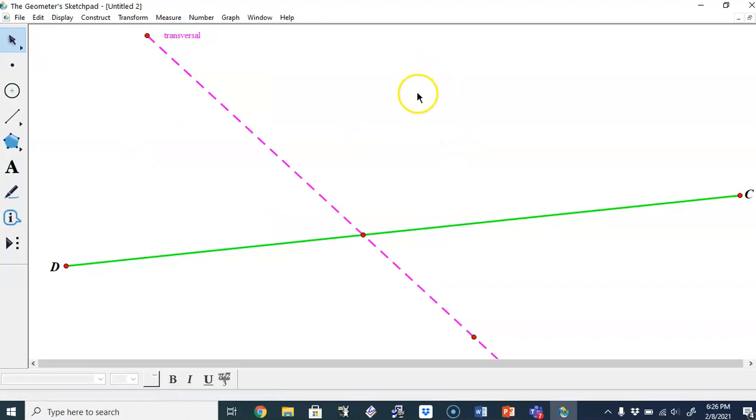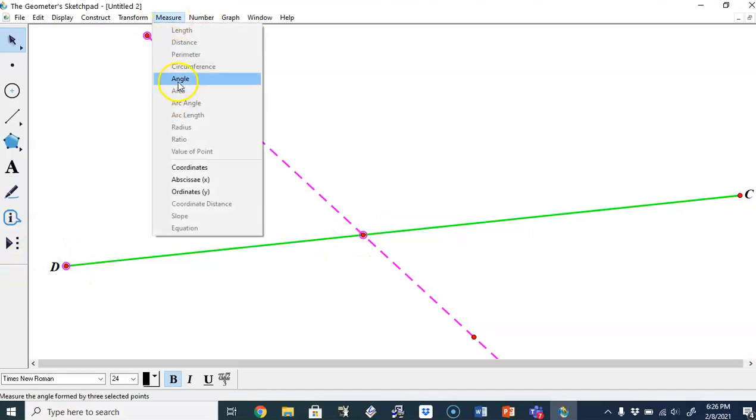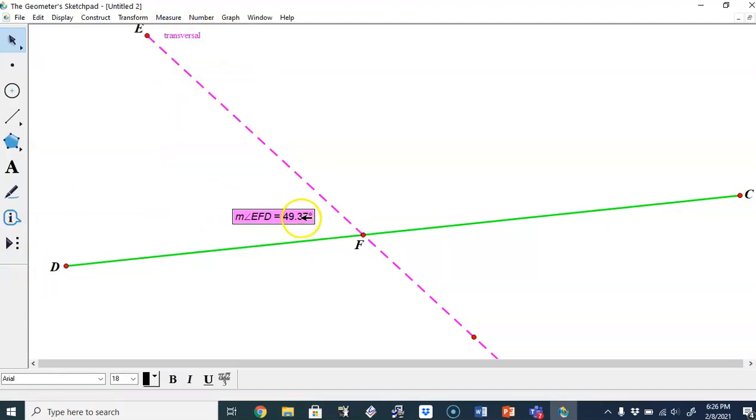Well, I thought I could anyway. If I can stop screwing up. Click, click, click. There we go. All right, so Geometry Sketchpad says that angle right there is 49.37. And that makes sense. It's a little acute angle right there.